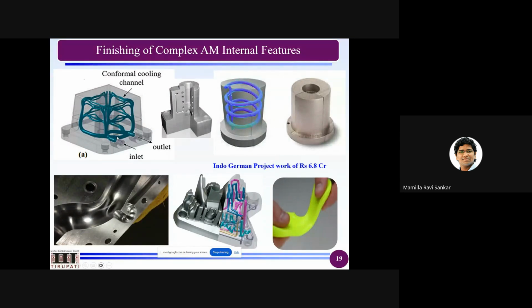Some of the requirements come from companies abroad. As I said, I'm very fortunate that this is a project worth almost 6.8 crores, which is a combination of Indian technology as well as German technology, where we try to do the polishing of this particular thing. So this gives us visiting faculty and visiting scientist opportunities to Germany, Fraunhofer Institute for ILT, Institute for Laser Technology, and so on.